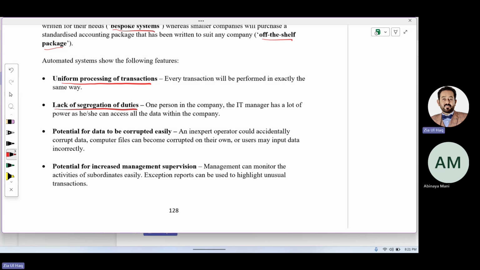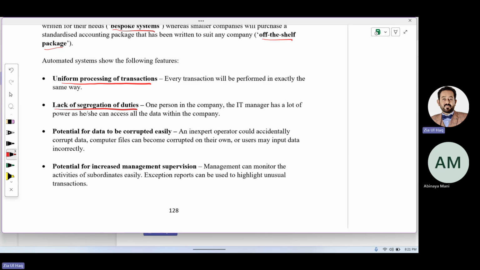Mean in computerized system, there is only one person who is doing every task, while in manual system, there could be different persons. And if one person is doing all the tasks, there are chances of fraud as well. He can change the design of the system.